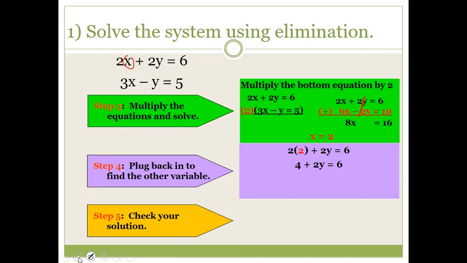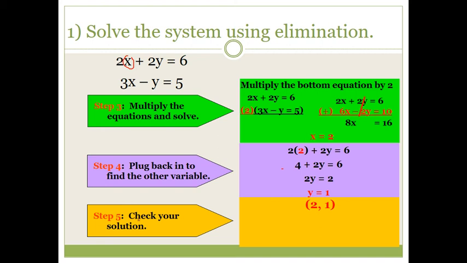So 4 plus 2y is 6. Subtract 4 from both sides, so 2y is equal to 2. And then finally divide both sides by 2, so we get that y is 1. Alright, so here's our solution, our xy ordered pair 2, 1.